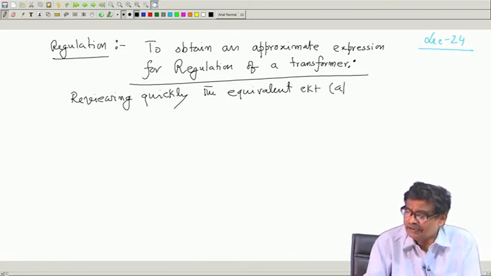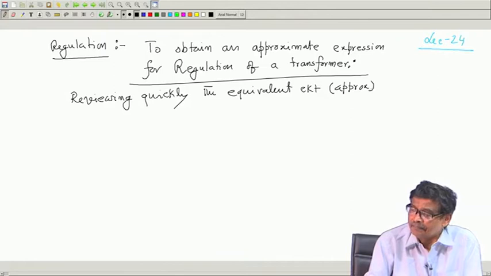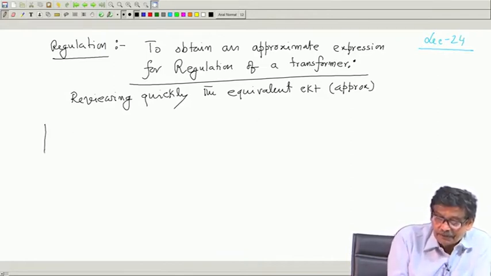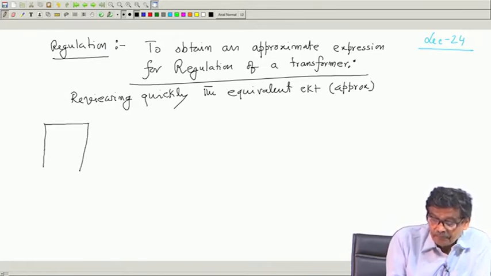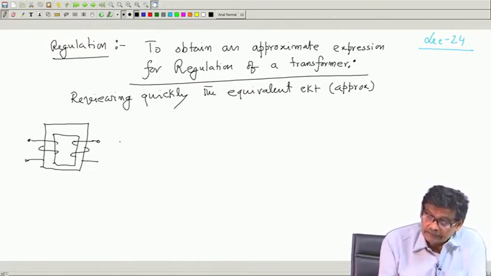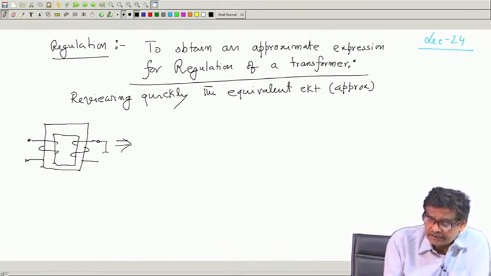And the approximate equivalent circuit. See, this was my transformer. Here were my coils, primary and secondary. This is the practical transformer. These are the terminals available to me. And here will be some impedance Z2 connected across the secondary.